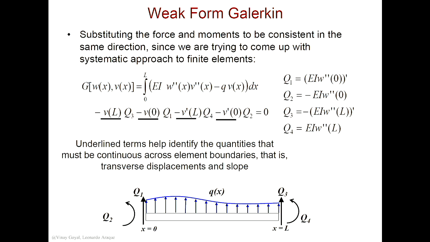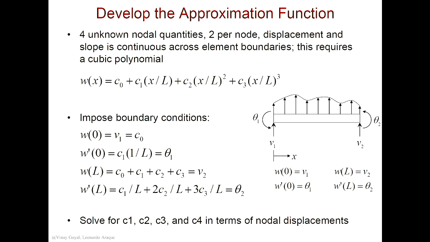So if I were to ask you, what polynomial do I need if I have 4 unknown coefficients? What order polynomial do I need? A cubic polynomial will have 4 unknown coefficients, right? So if I have a cubic polynomial, I can then use that. I'll just use a cubic polynomial for my approximation function, okay?